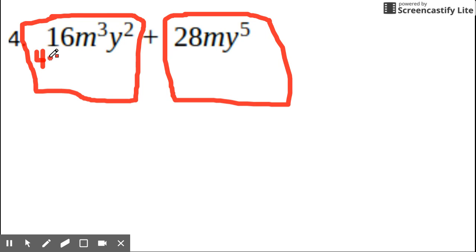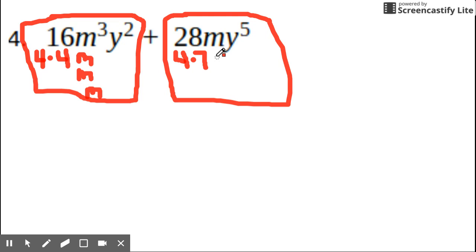Let's show how there's a 4 hidden inside of 16. 4 times 4 is 16. Let's show how there's a 4 also hidden in 28. 4 times 7 is 28. Very good. What else do these 2 pieces have in common? Well, they both have m's. This piece has 3 of them, so I'm just going to draw them. M times m times m.